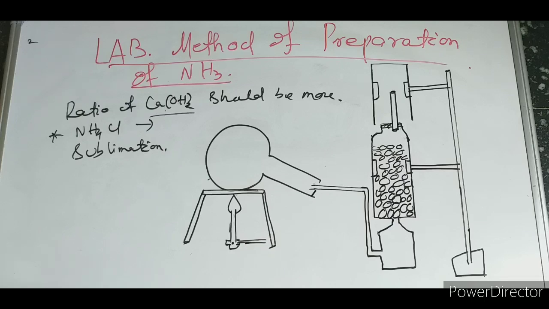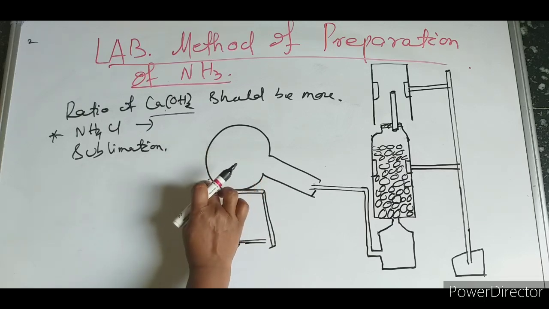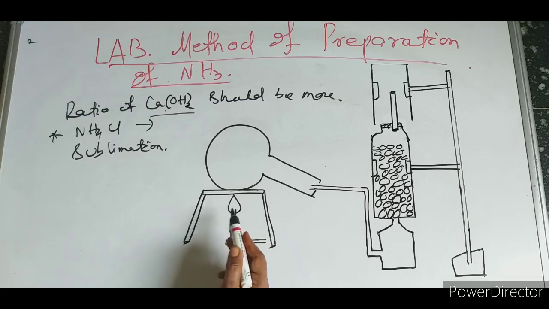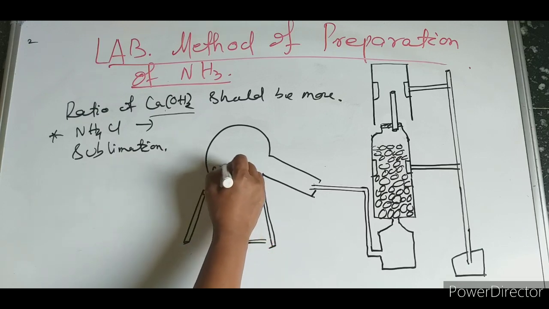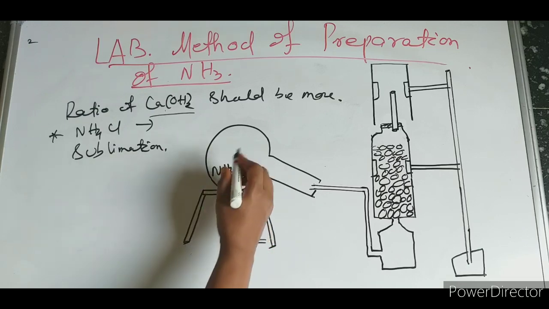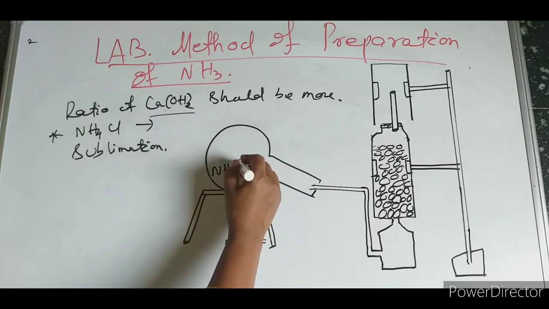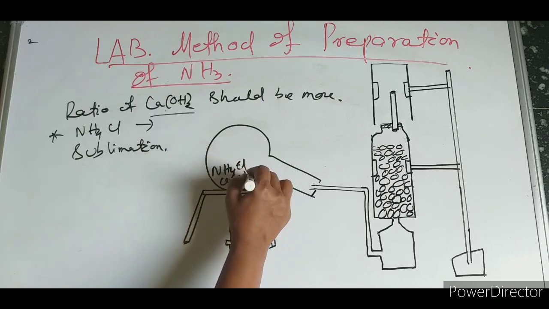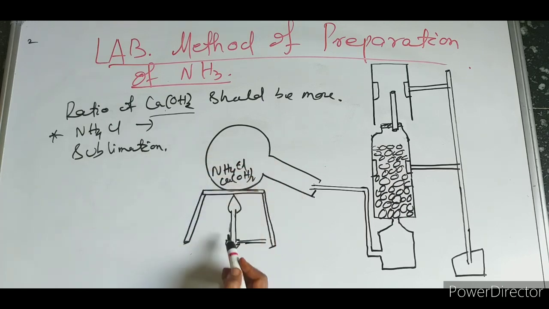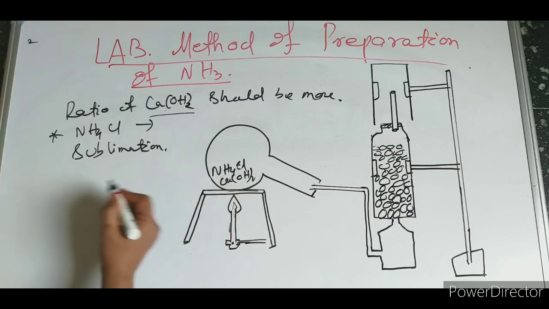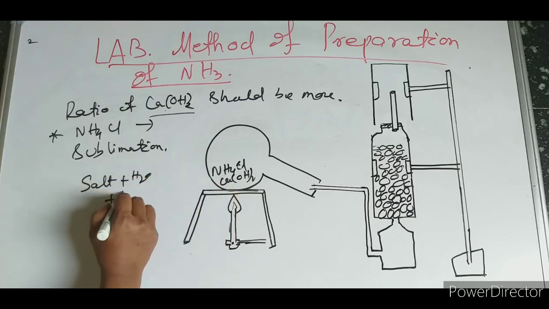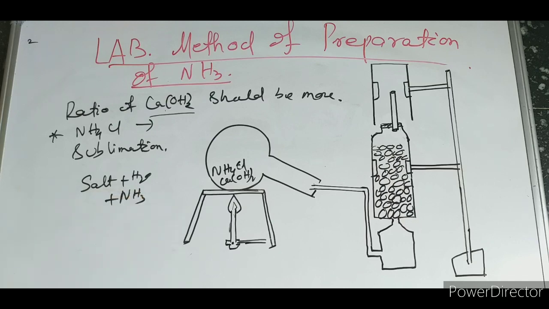Then what we will discuss is the laboratory method of preparation. What we are taking here is ammonium chloride and calcium hydroxide. When it is heated, obviously we have seen what the product will be. We have the salt plus water plus ammonia. These three will be the products.